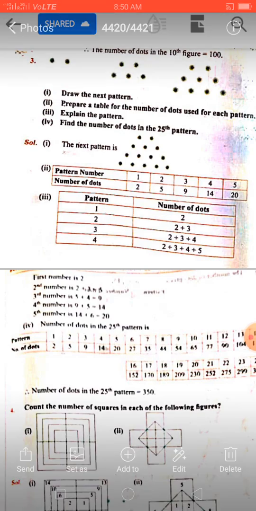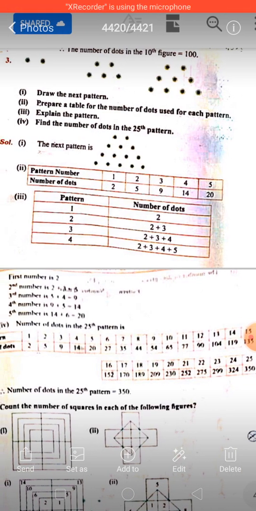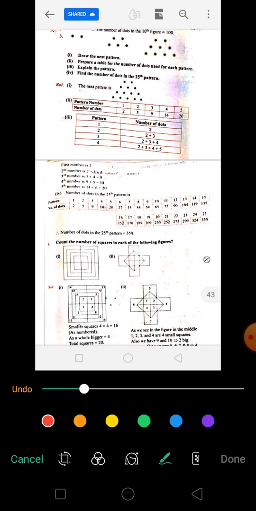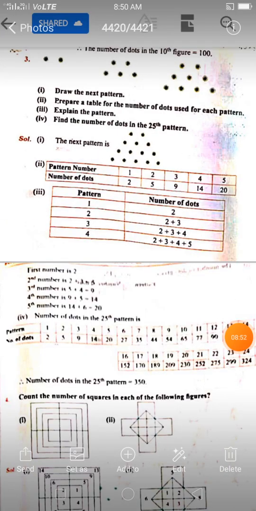So double dot, triple dot, and then double dot, triple dot, 4 dots, and then double dot, 3 dots, 4 dots. After that 5 dots. So that is the next pattern. That is very simple. And prepare the table for the number of dots used for each pattern. Okay. So the first pattern has how many dots? 2 dots. Okay, so first 2 dots. And then the second pattern has how many dots?